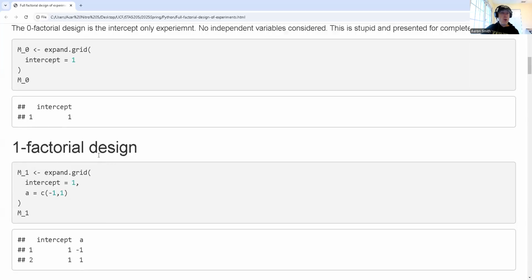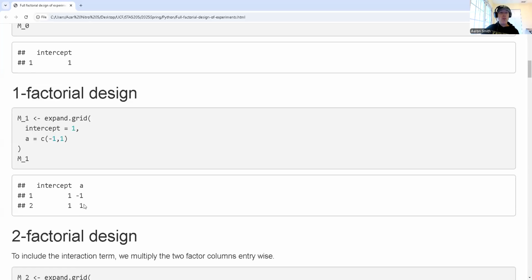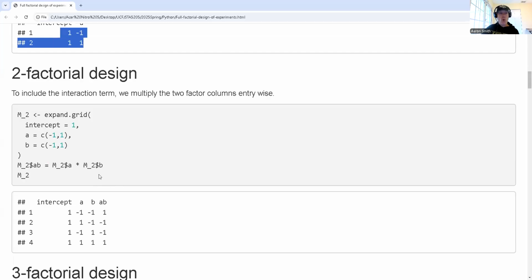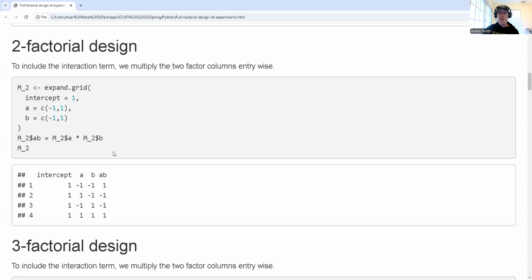Something I need to say. Notice that the dimensions are square. This is a 1 by 1 matrix. This is a 2 by 2 matrix. Our next one is going to be a 4 by 4 matrix. Notice that it's square and the dimensions are powers of 2. That's not a coincidence.